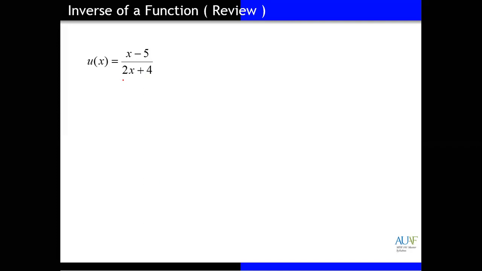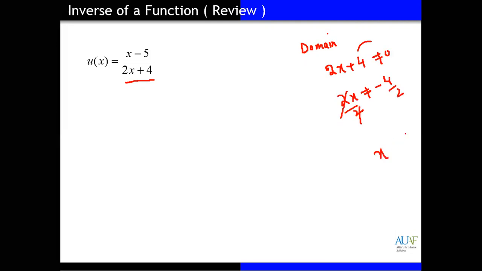Okay, guys, for finding the domain, you know that the denominator must not equal 0. So for finding the domain, put the denominator, 2x plus 4, not equal to 0. Then 2x not equal to, when you transfer plus 4, this becomes minus 4. And if you divide both sides by 2, these two cancel and x is not equal to minus 2. So all real numbers except minus 2 is the domain of this function.